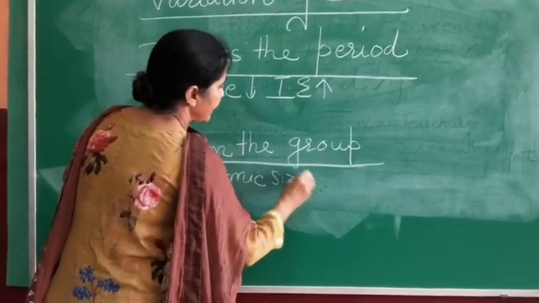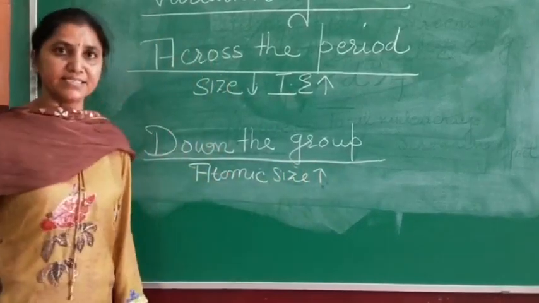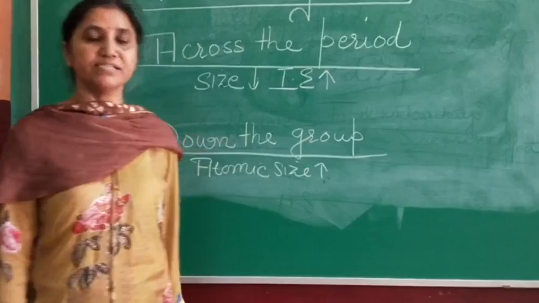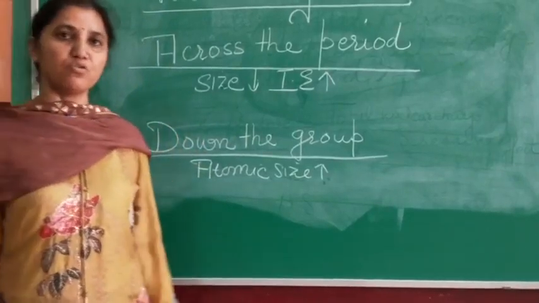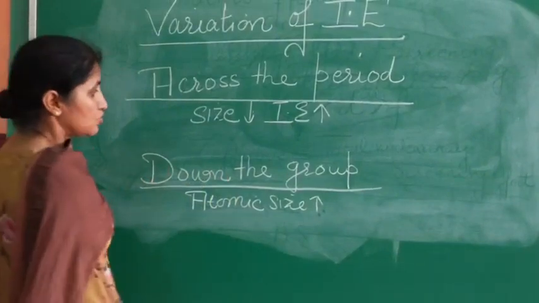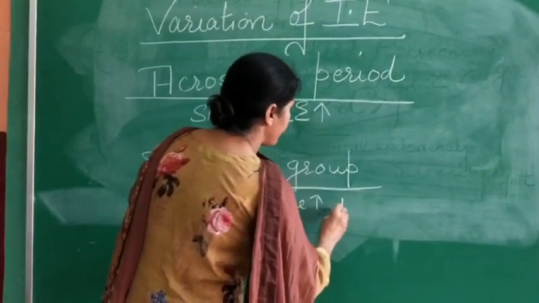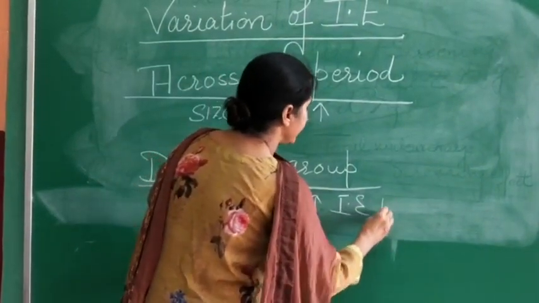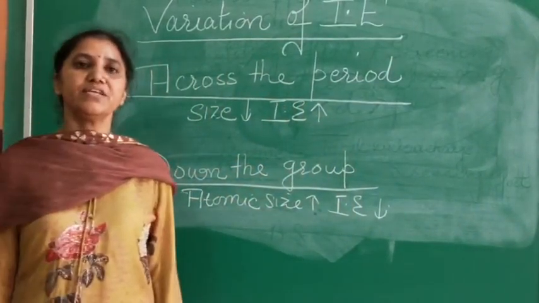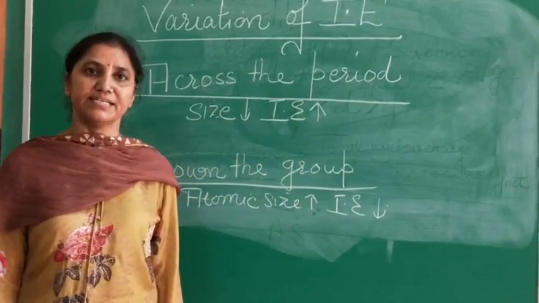Now we know that as atomic size increases, the outermost electron feels less attraction towards the nucleus, hence only a small amount of energy is sufficient to knock out that electron. So with increase in the atomic size, ionization energy decreases. So down the group, ionization energy decreases with increase in atomic size.